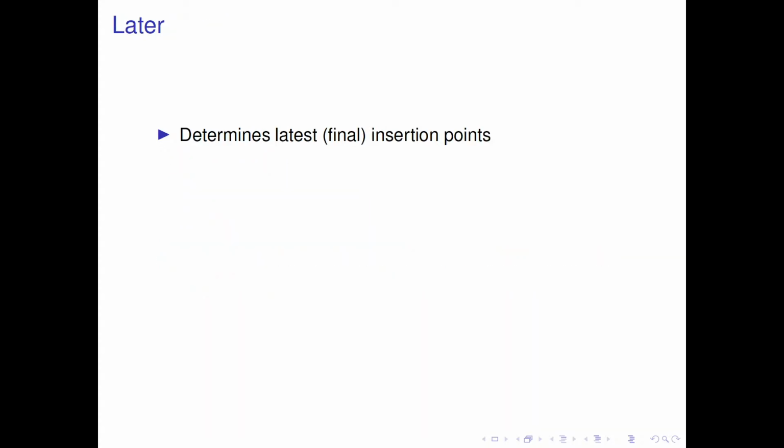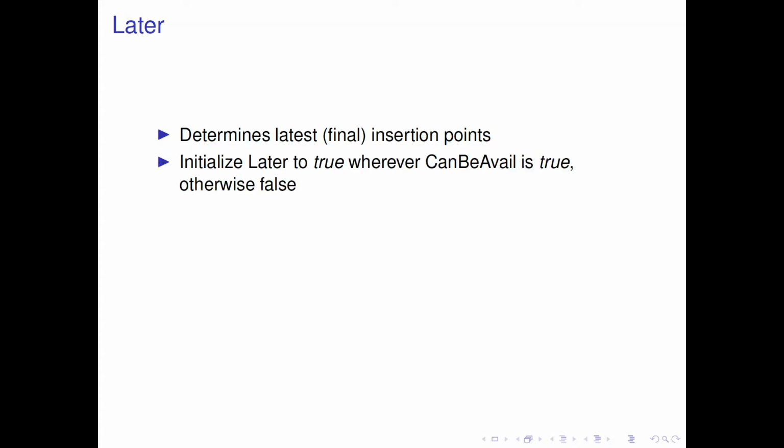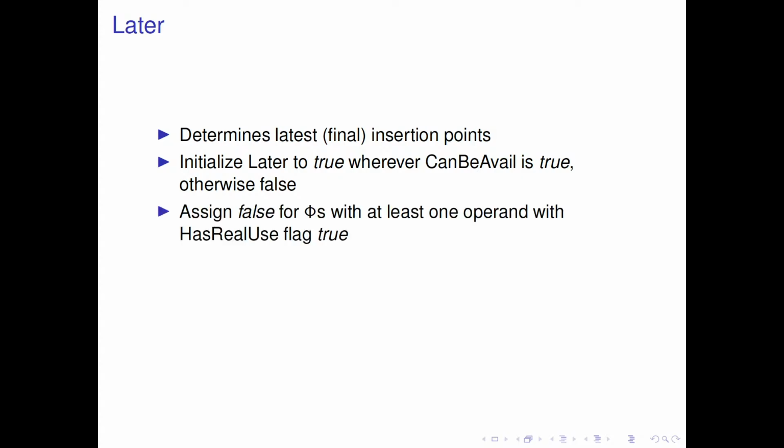Later will determine the latest final insertion point. So again, you initialize later to true wherever can be available is true, otherwise false. See, if can be available is false, there is no point in checking later, because you are not going to push that down.